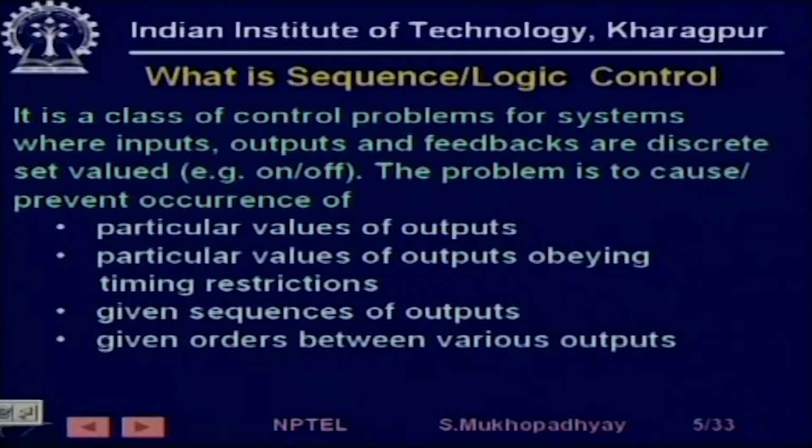So, only some particular sequences of outputs or events should be allowed, or there could be some given orders between various outputs. So, after this occurs, that must occur. These are sequencing orders, sometimes also called interlocks. If this has already occurred, that cannot occur.